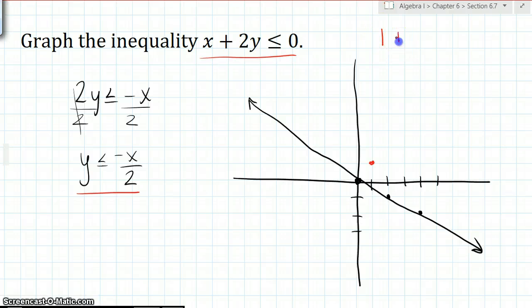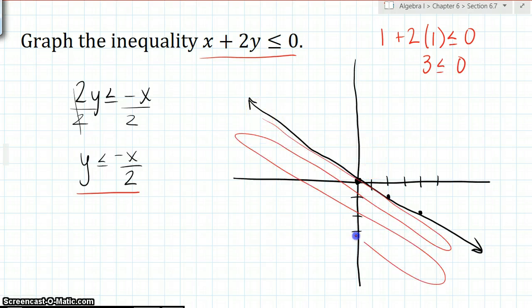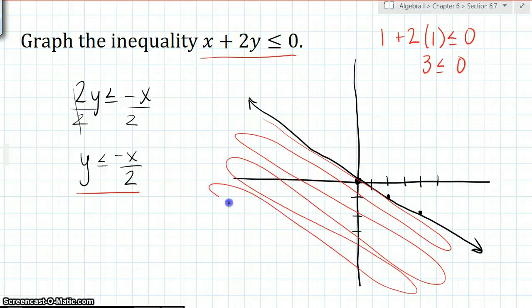So I have 1 plus 2 times 1 is less than or equal to 0. So 2 plus 1 would be 3. Is 3 less than or equal to 0? Well, no, that's false. Since 1, 1 is over here and it's not true, you're going to shade on the other side, because everything on this side are solutions.